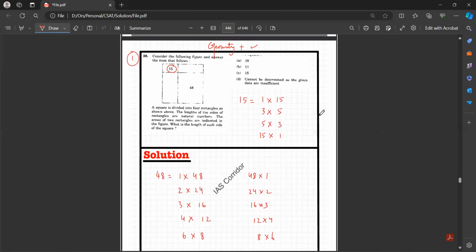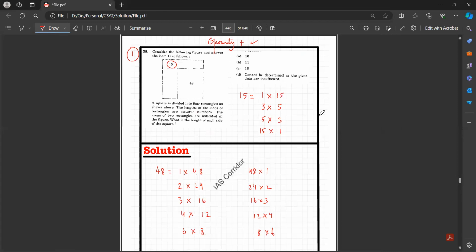Now we need to make it a square. How are you going to do it? Now see, if this is 15, you need a higher number here, and that has to come from this pair. 48 plus 1 is 49, 24 plus 1 is 25, 16 plus 1 is 17, 12 plus 1 is 13, and here 15 plus 4 is 19, 8 plus 1 is 9, 15 plus 6 is 21. Not possible. Similarly, you're going to try for 3 into 5, 5 into 3, 15 into 1.